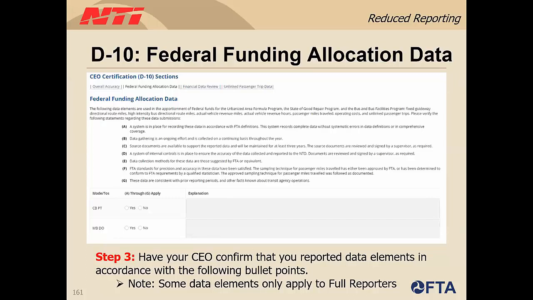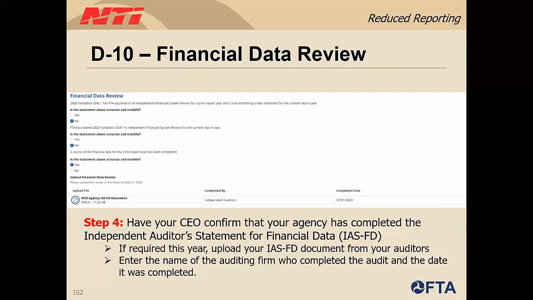Now you will review the criteria listed in options A through G and ensure that data meets these requirements. You will select yes or no for each mode operated. Next is the section of the D10 that pertains to the Independent Auditor Statement for Financial Data, or IASFD. You will first indicate whether or not you have an existing IASFD within the last 10 years.